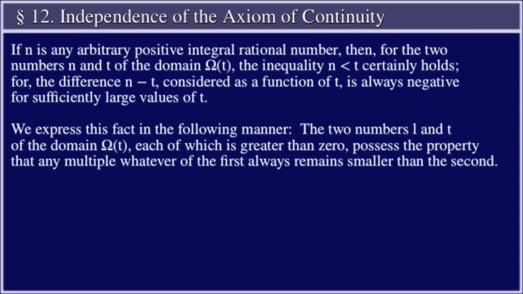If n is any arbitrary positive integral rational number, then for any two numbers n and t of the domain Ω(t), the inequality n < t certainly holds. For the difference n − t, considered as a function of t, is always negative for sufficiently large values of t. We express this fact in the following manner. The two numbers 1 and t of the domain Ω(t), each of which is greater than 0, possess the property that any multiple whatever of the first number always remains smaller than the second.